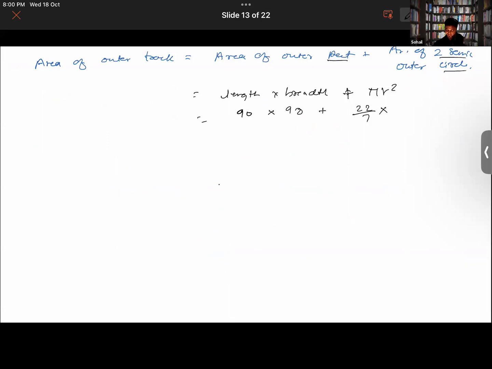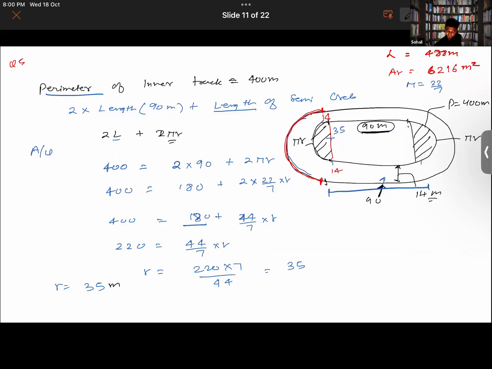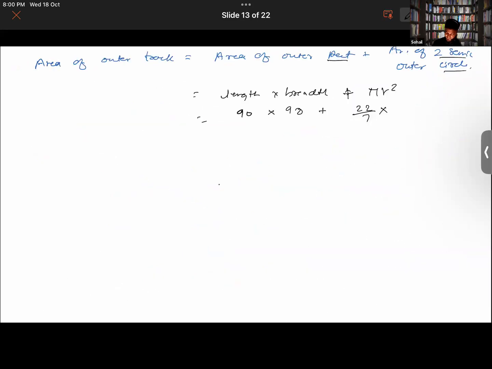So that is 22 upon 7 into r square. What was the radius of the outer semicircle? That is 49, which is 35 plus 14. So then it has to be 49 times 49. 90 times 98, 9 into 98 is 882, and we can put a zero here. So 7 times 7 is 49, 7 into 49 is 343. 343 times 22, how much is that?